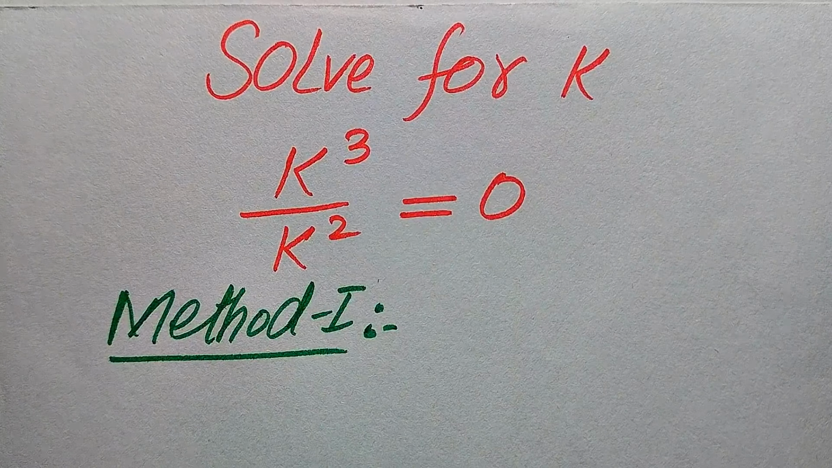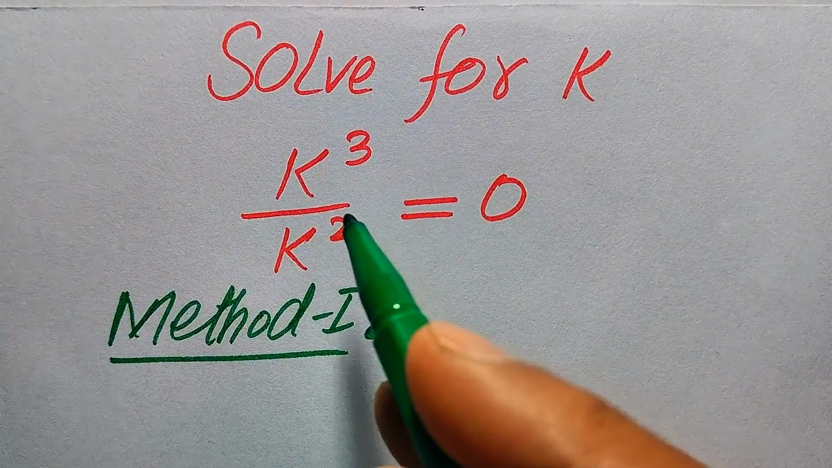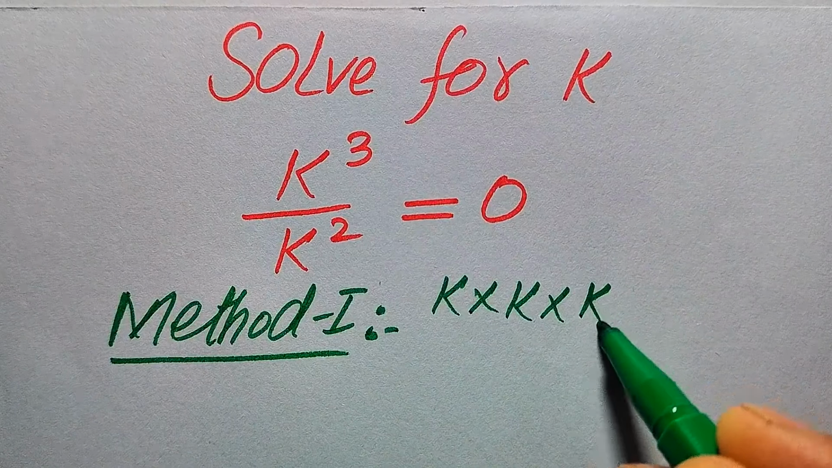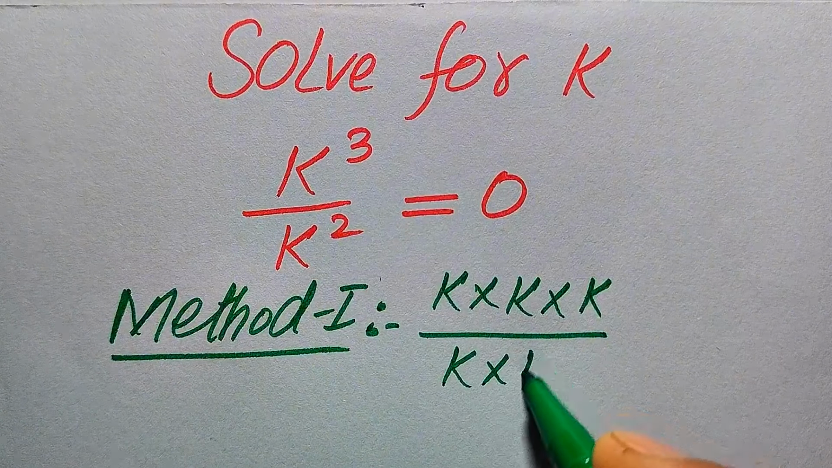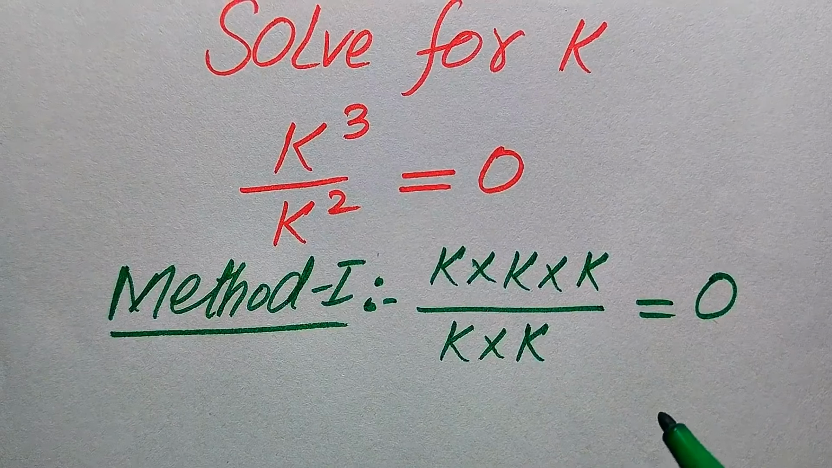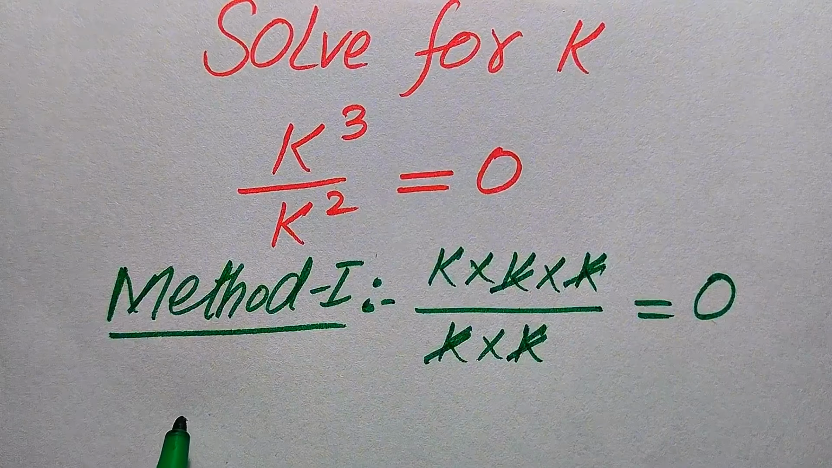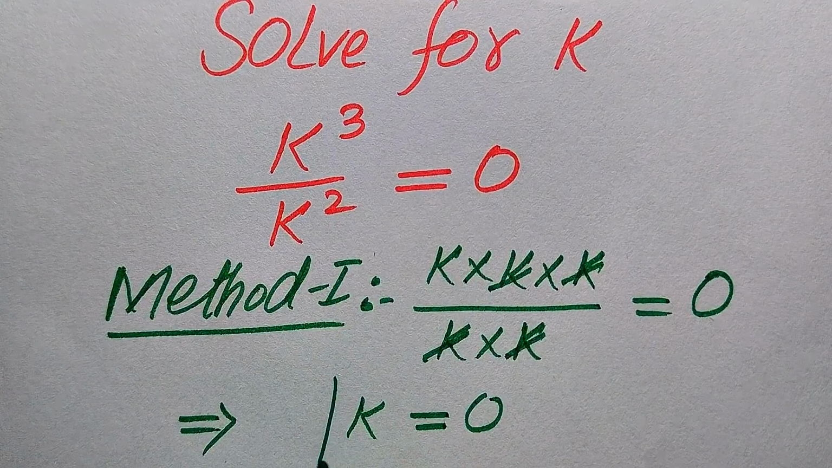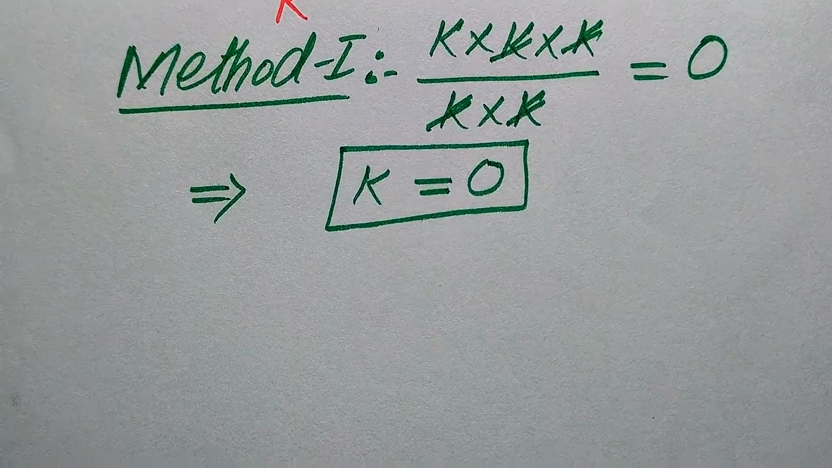In the first method, we need to make the factors of k cubed and k squared. You know that the factors of k cubed means we multiply k with k three times. In the same pattern, the factors of k squared are k multiplied by k, and this whole equation equals 0. Now you see this k and this k are gone, this k and this k are also gone, and on the left hand side we get k equals 0. So this is the only root of the given equation which we get in the first method.